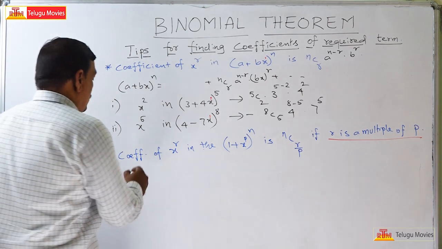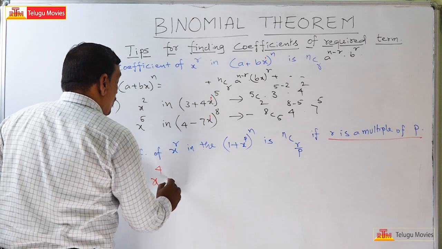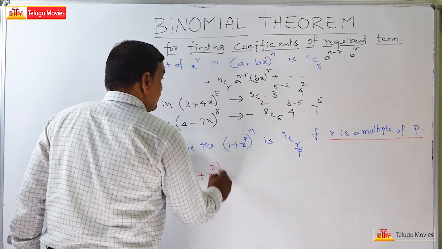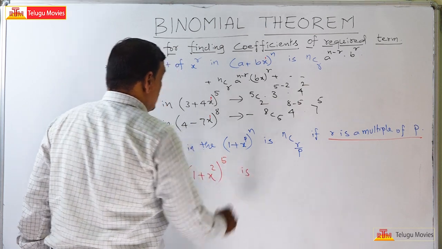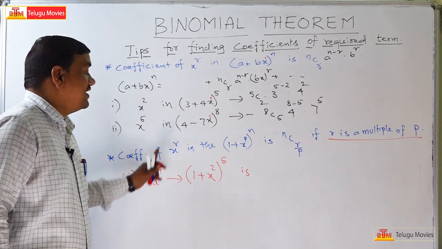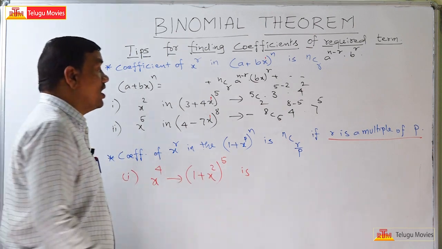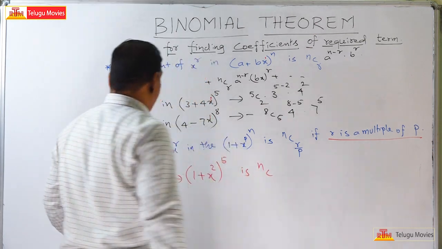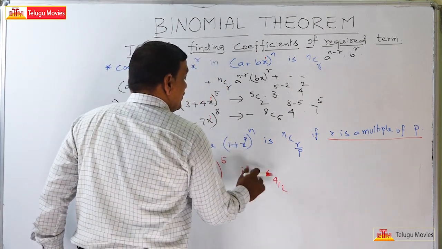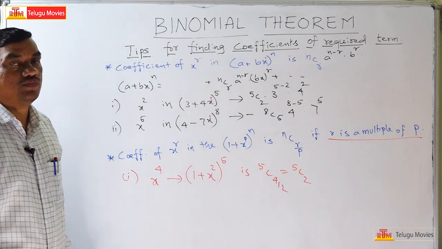For example, I will show you one example. What is the coefficient of x power 4 in the expansion of (1 plus x square) whole to the power of 5? If you observe here, what is r? 4. 4 is a multiple of 2. So this is given by the formula nC r by p. What is the r value? 4, 4 by 2. Here the n value is 5. So this is equal to 5C2. 5C2 is the coefficient of x power 4.